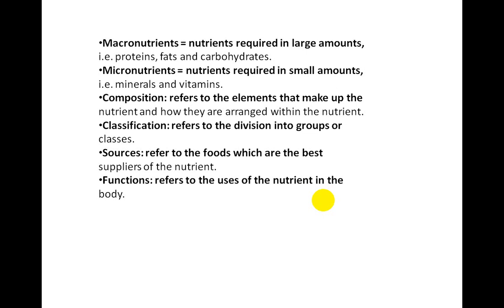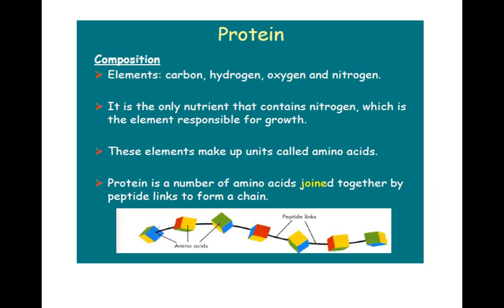Macronutrients. Protein. Elements: carbon, hydrogen, oxygen, and nitrogen. It is the only nutrient that contains nitrogen, which is the element responsible for growth. These elements make up units called amino acids. Protein is a number of amino acids joined together by peptide links to form a chain.